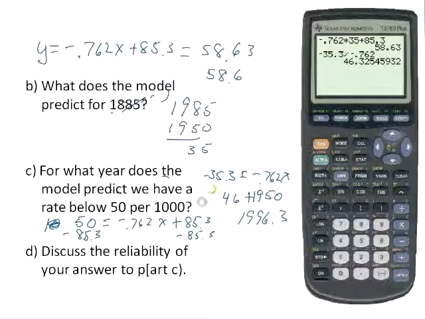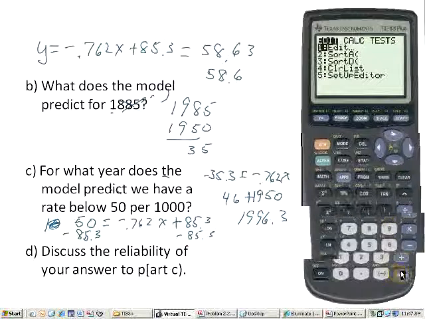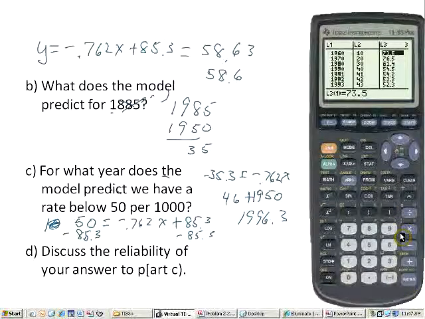Finally, it says, discuss the reliability of your answer for Part C. Again, I have a little typo here, but let's look at what we had for our stats again. If we scroll down from here, we can see where it went below, and it went below in 1996. So that's not too bad. We did not expect to get an exact answer to match the data, but we have an approximate answer, and this now completes this exercise.